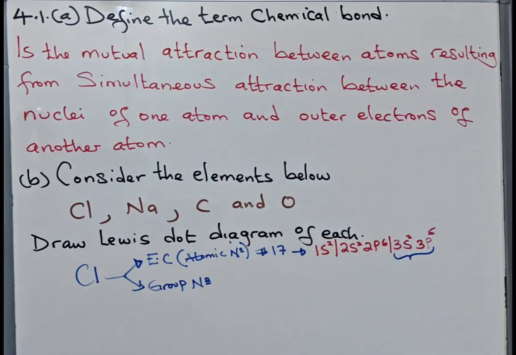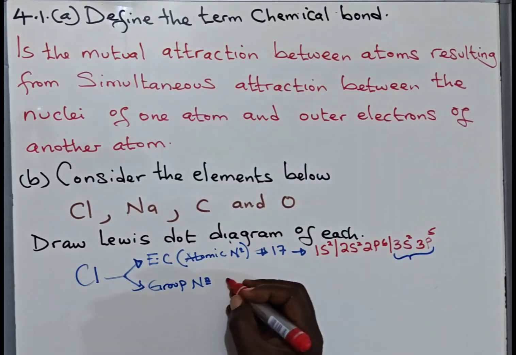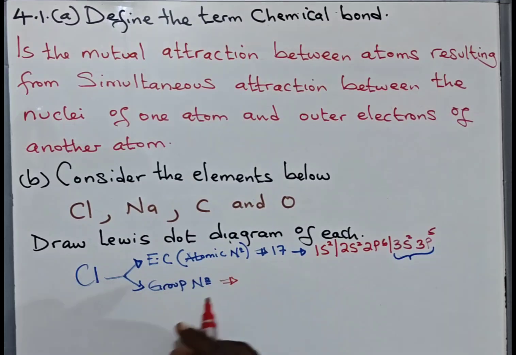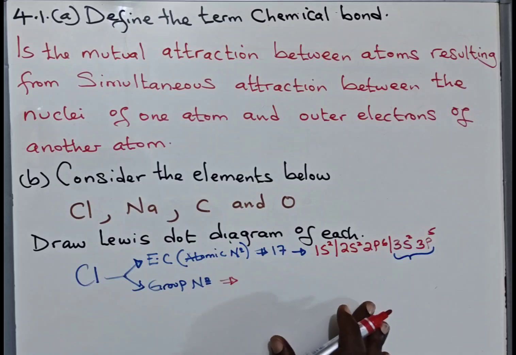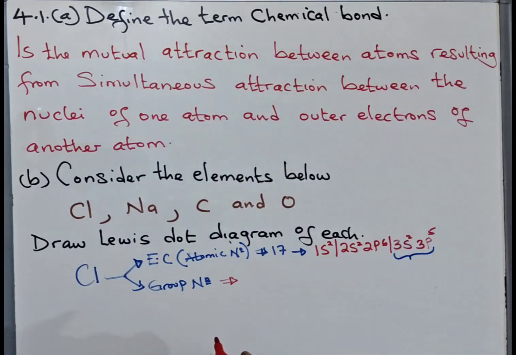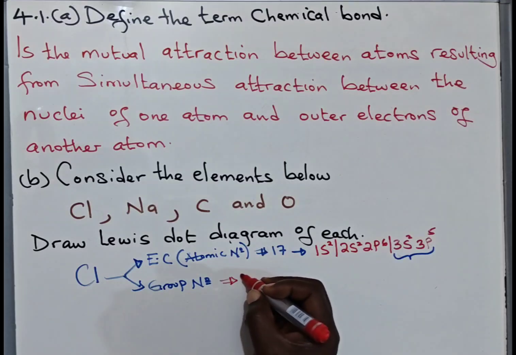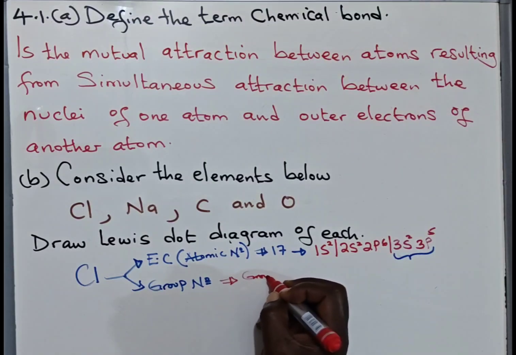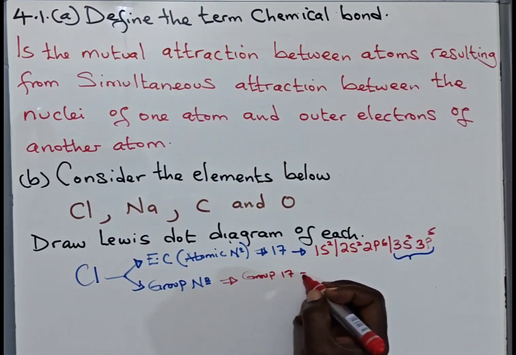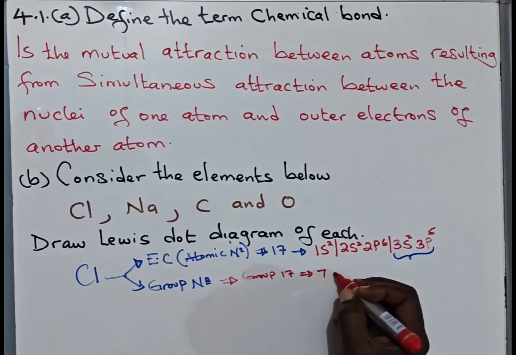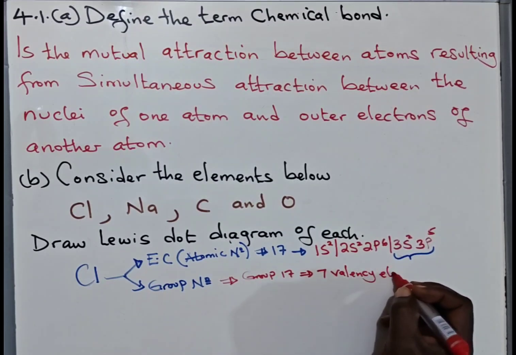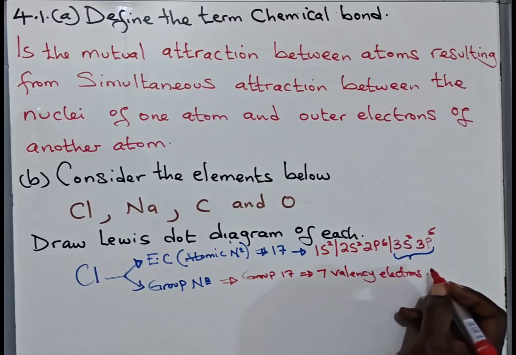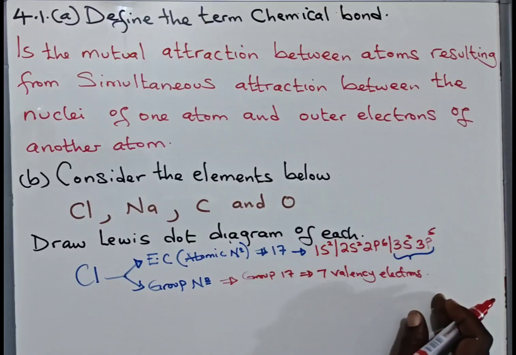Alternatively, some people just go straight to the group number. Chlorine belongs to group 17, and group 17 has 7 valence electrons, or 7 electrons in the outermost energy level. So either way, you have the 7.